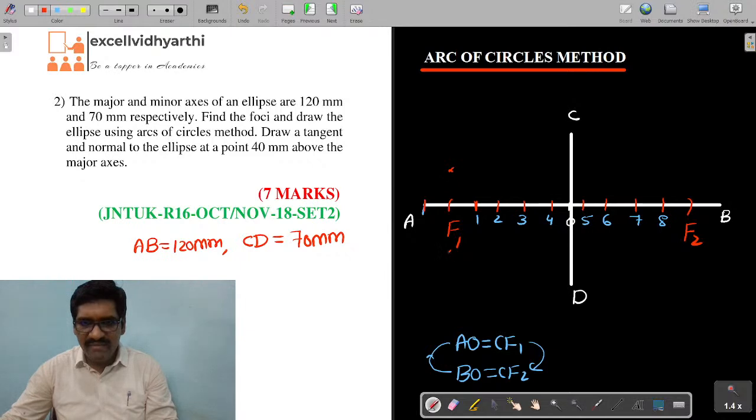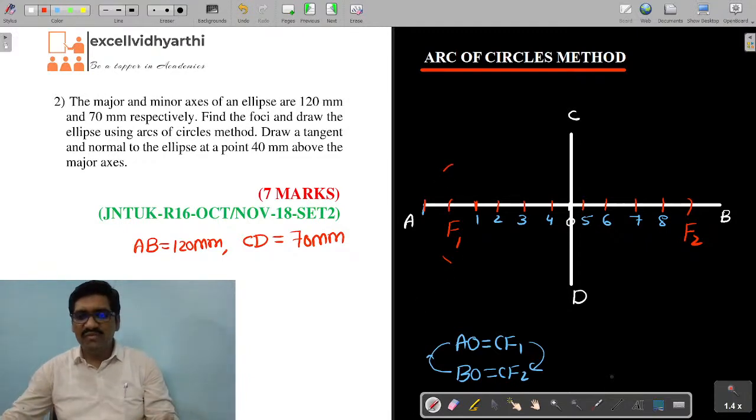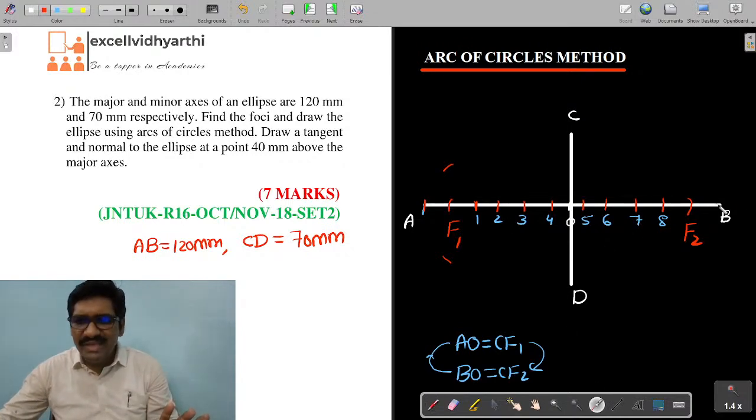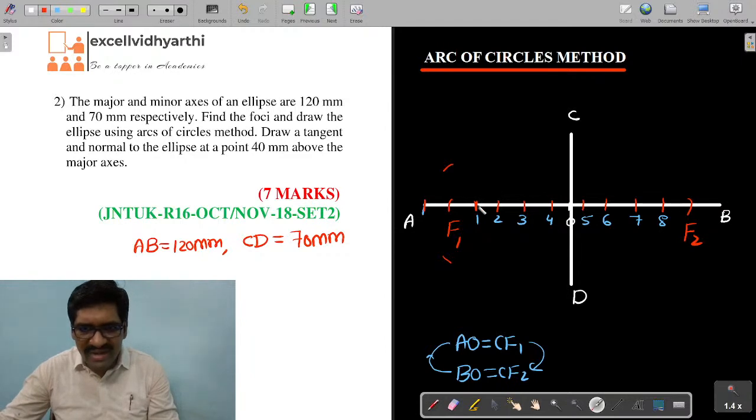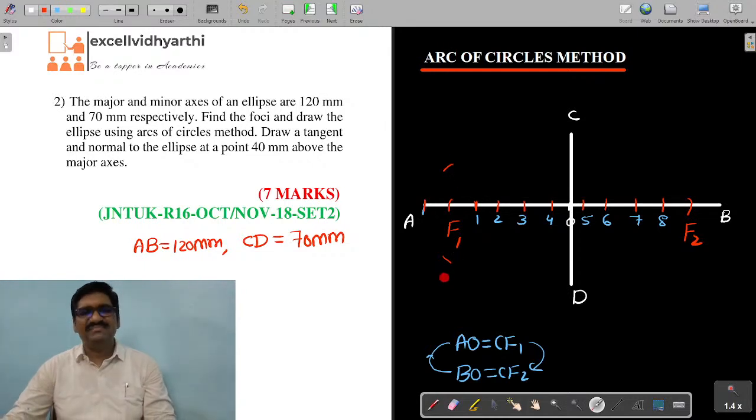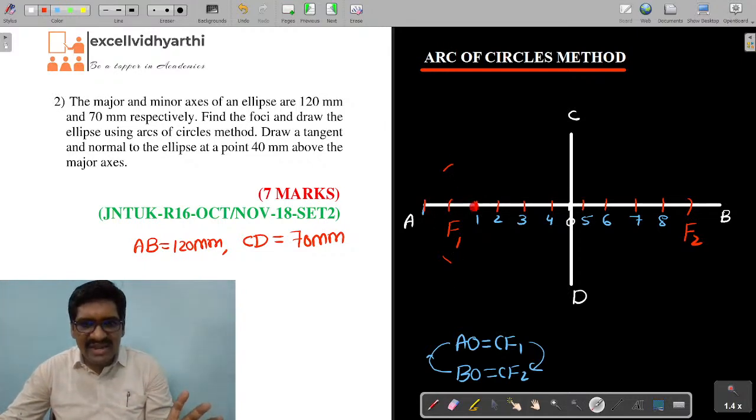1, 2. Okay, arc. Next what you will do? Very simple. Just see here. You take B1 as radius. Again, repeating all of you. Take B1 as radius, F2 as center. Cut the previous arcs. Again repeating. A1 as radius, F1 as center, draw the arcs. Next, B1 as radius, F2 as center. Cut these arcs. Cutting.